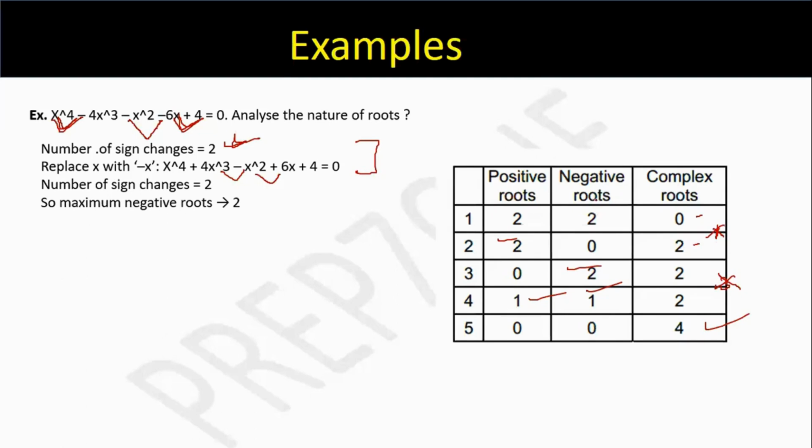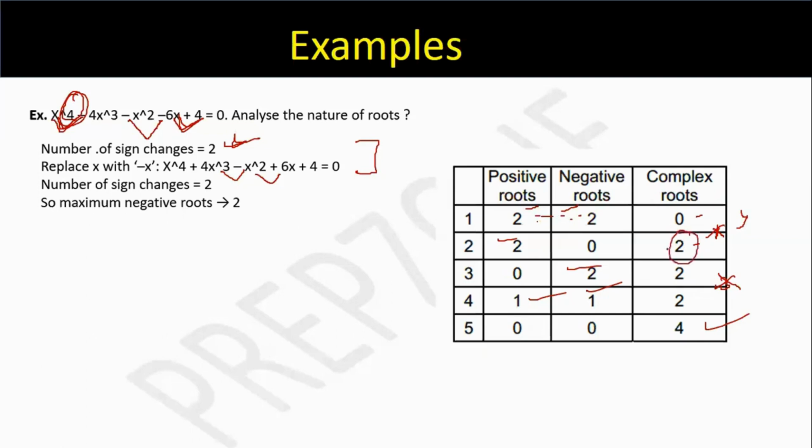So what I did here is, I know that the total roots is 4 because the maximum power is 4. So if I have 2 positive and 2 negative, 2 plus 2 is 4, then there has to be 0 complex. I can't have any other possibility for 0 complex because I need to have 4 real roots. So it has to be 2 plus 2 only.